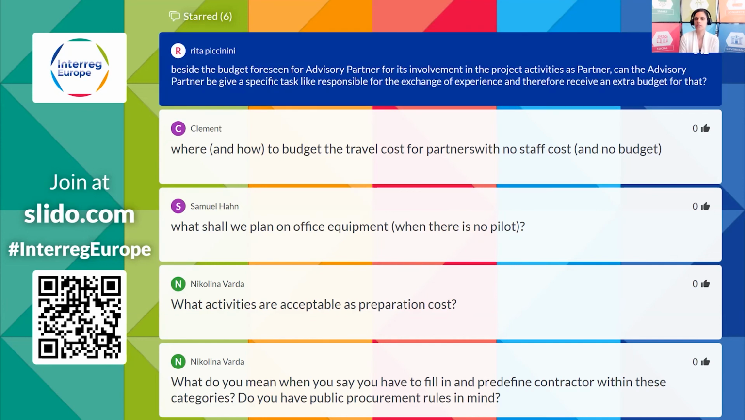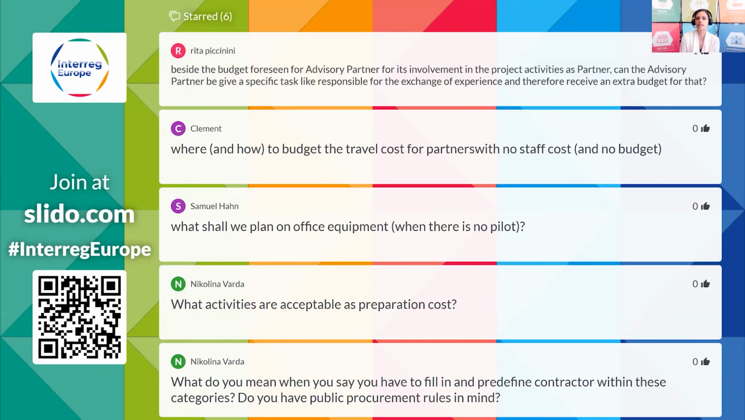I'm not sure what you mean by receiving an extra budget. If the advisory partner is responsible for this task, then their budget should be built according to this. So they should have budget available to deliver this task. At the same time, the advisory partner will not be so much involved in other activity. They will not address a policy instrument. They will not have to deliver maybe so many activities at regional level. So basically their budget should reflect also this role, and this should be visible in their budget setup, that they are responsible for the cross-cutting task, but at the same time they don't have other activities going on in the region.